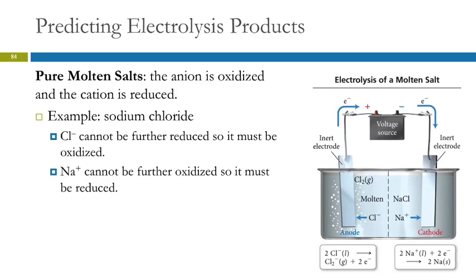So how do we predict what the products are going to be? Well, if we're doing molten salts, it's pretty easy because you only have two things in there. So molten sodium chloride, you've got sodium ions, you've got chloride ions. Those are the only things there. They're the only things that can react. Chloride ion is already reduced. It can't be reduced any farther, so that's going to get oxidized. Sodium cannot be further oxidized, so that's going to be reduced.